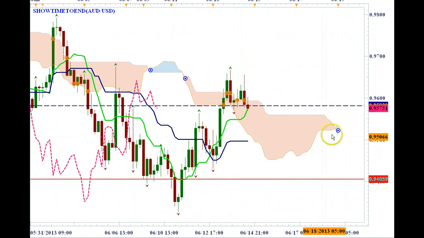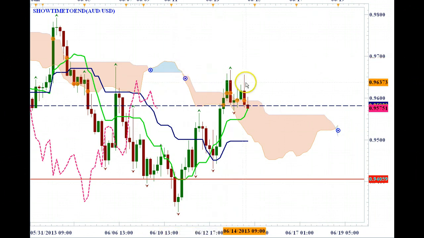You got your TK crossover. Your Kumo twist is bearish, I mean bullish, sorry, just turned bullish. And then Chikou span's above the price, and price is inside the cloud. So you want price to break outside of this level. And once it does that, then it'll be all bullish. But see, the thing with Chikou span, it's still underneath the cloud. We can take the trade, but we'll feel safer when it breaks outside of the cloud.